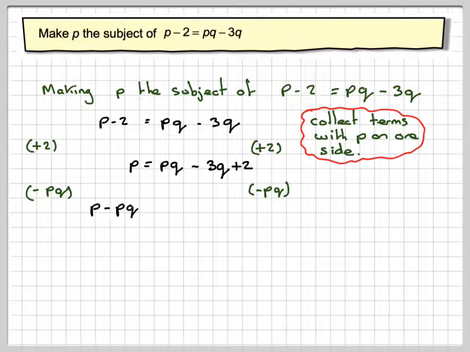So that on the left hand side I get P minus PQ. On the right hand side, I'm just going to swap these two over. I'm going to put 2 in front because it's plus, and then the minus 3Q over. Don't have to, but it looks neater.